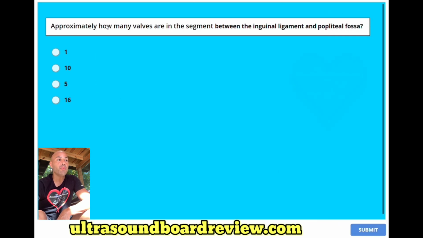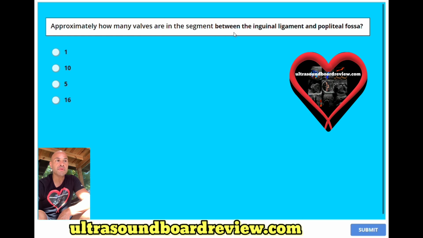Question number 3. Approximately how many valves are in the segment between the inguinal ligament and the popliteal fossa? A1, B10, C5, or D16? The answer is C, 5.